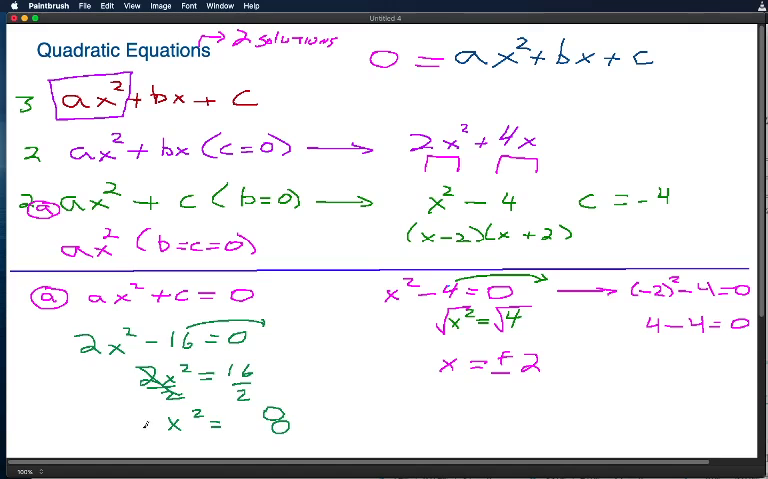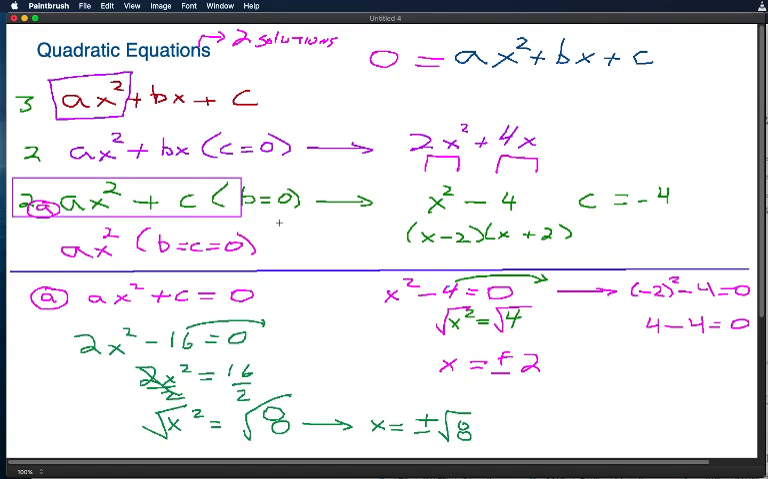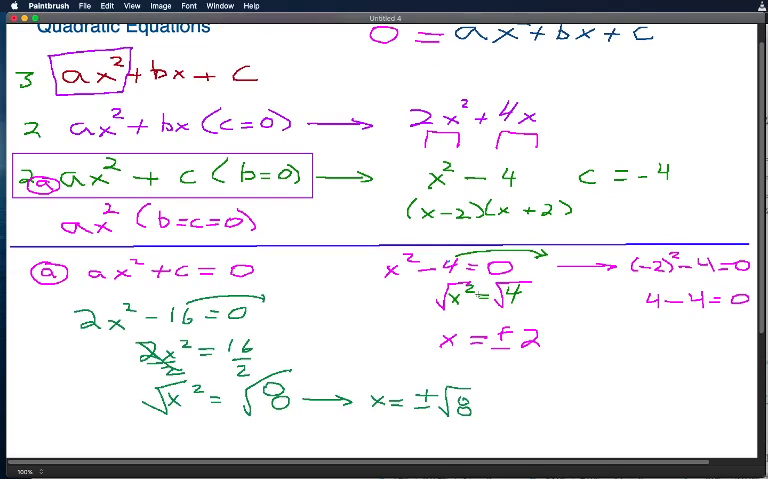And then finally, I'm going to square root both sides, so I have my final answer. So x is equal to plus or minus square root 8. And there we have it. So that is this form here. So if I put a box around it, that is this form here. It's very easy. You put the number on the other side, isolate for x squared, and take the square root of it. So we have types like this.